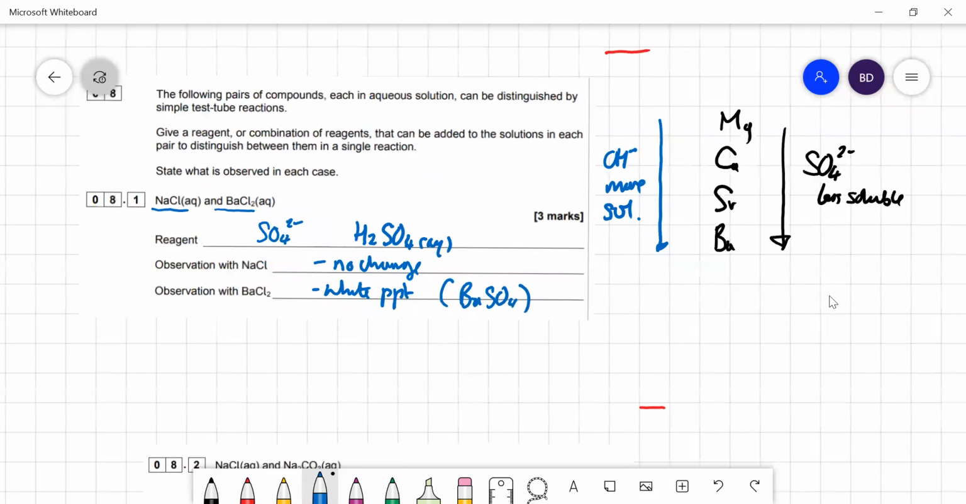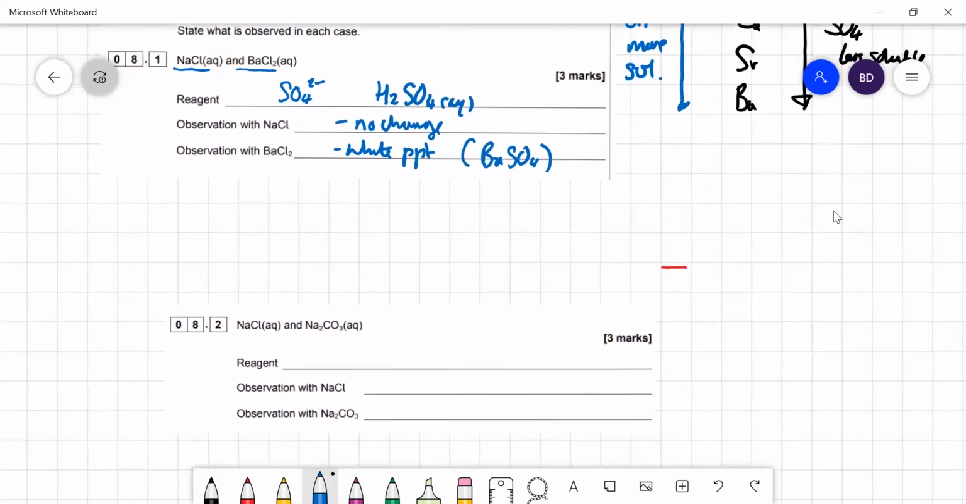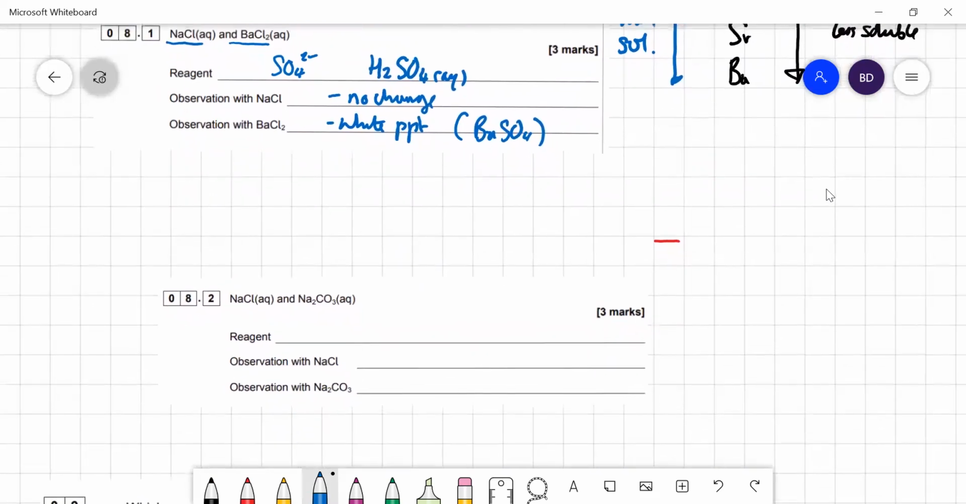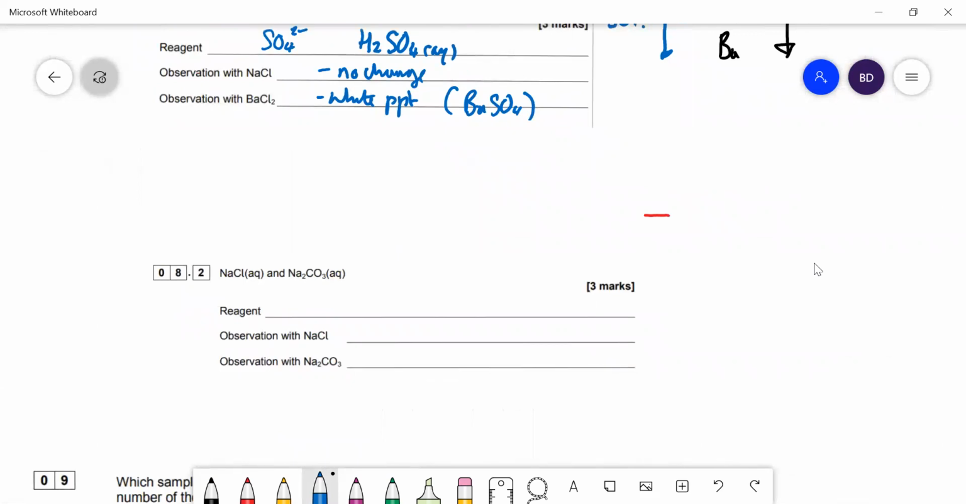Right, the next comparison, sodium chloride and sodium carbonate. So this isn't really about group 2. Carbonates, if you add acid to a carbonate, well, for sodium carbonate, just write the equation. You don't need to write it. You are going to get sodium chloride, and you'll get carbon dioxide. So you'll get fizzing. You'll get effervescence always. Whenever you add acid to a carbonate, you get effervescence.